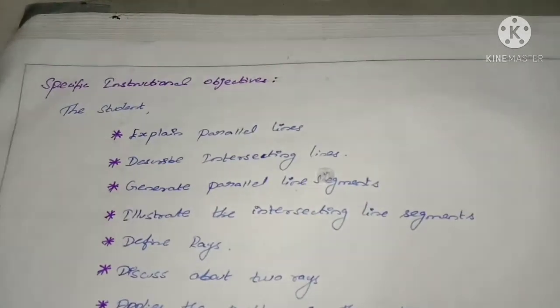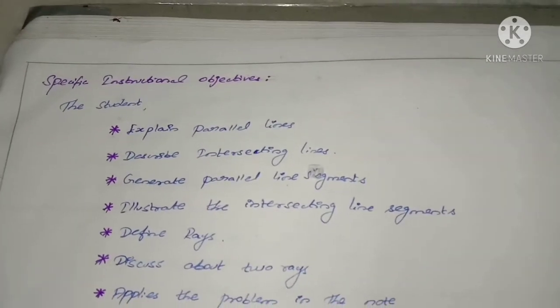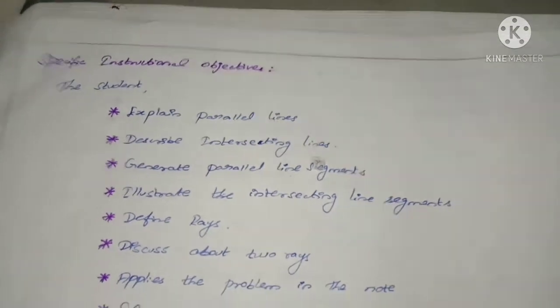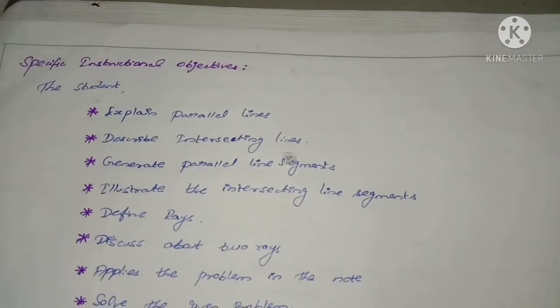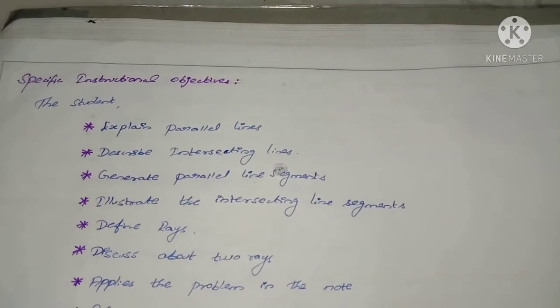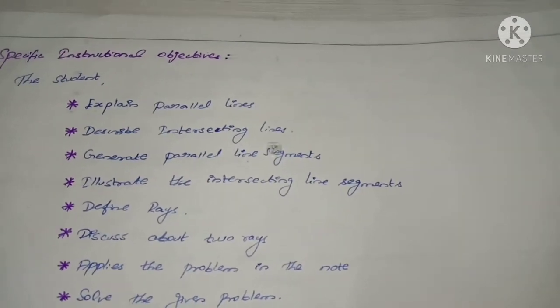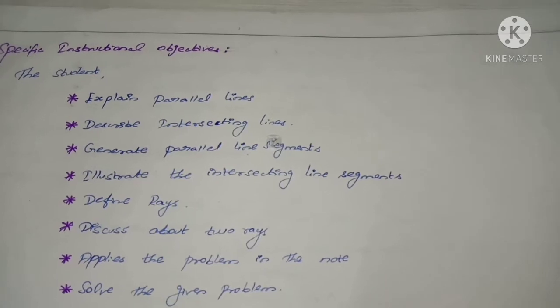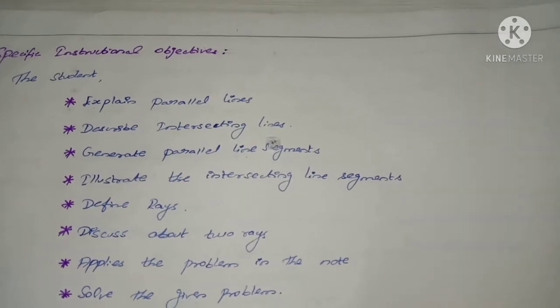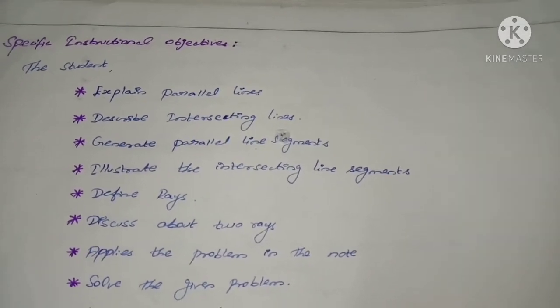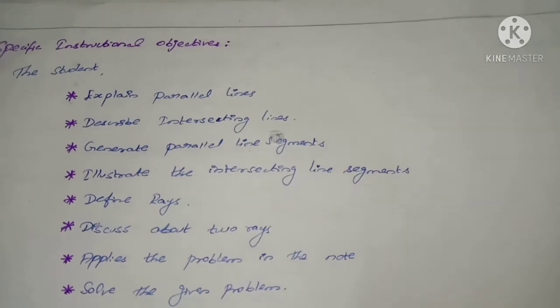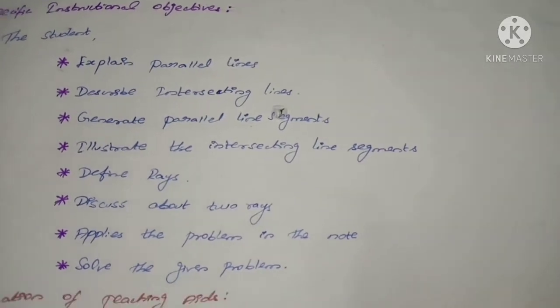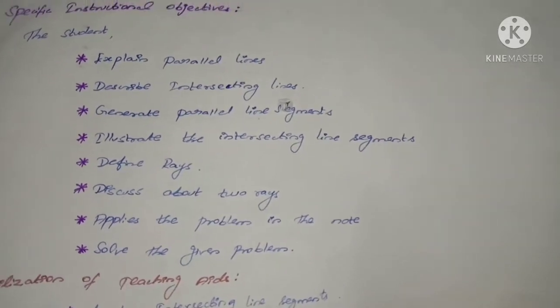Next one is specific instructional objectives. The student explains parallel lines, describes intersecting lines, generates parallel line segments, illustrates the intersecting line segments, defines rays, discusses about two rays, applies the problem in the note, and solves the given problem.